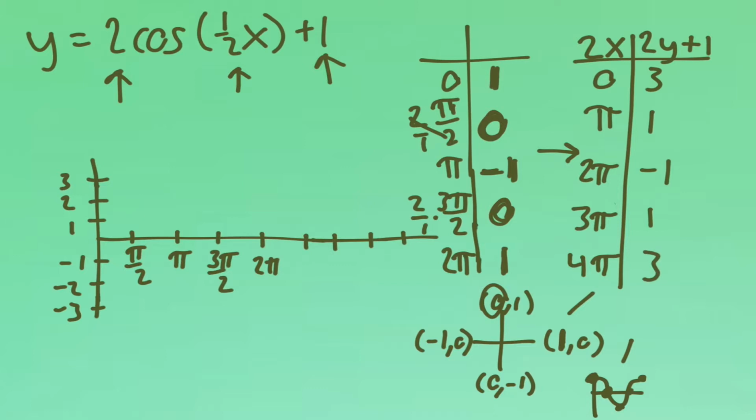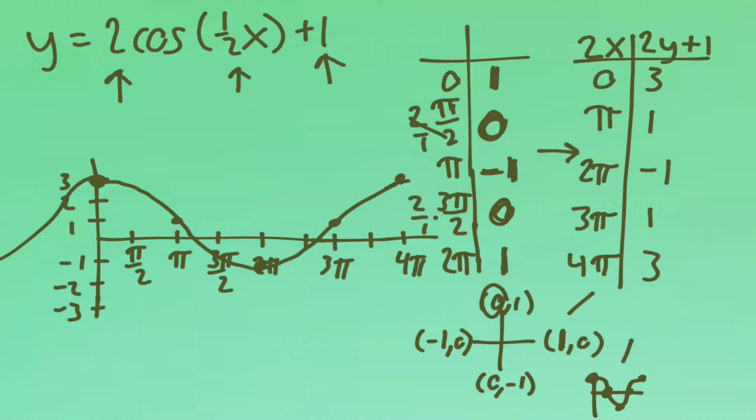And we can plot those points now. So 0, 3, pi 1, 2 pi -1. And I need to keep labeling my axis. This is 3 pi and this is 4 pi. 3 pi is at 1 and 4 pi is at 3. And then we can connect our points. And we know the domain is -infinity to infinity, so I'm going to extend it in both directions.